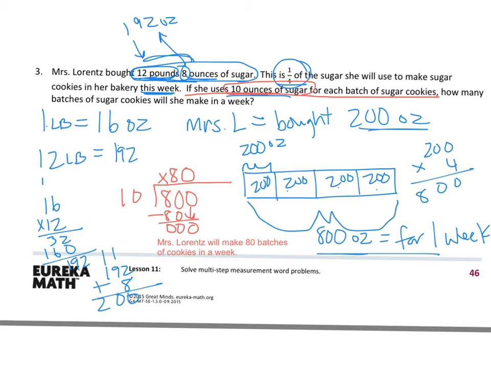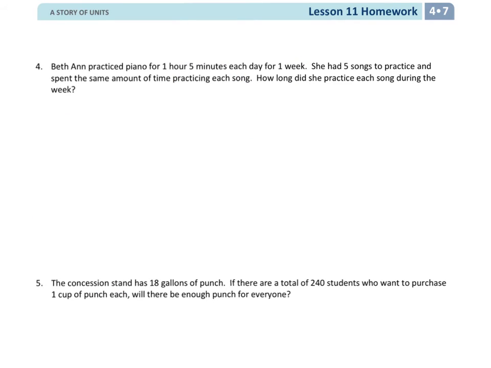Let's take a look quick over at page 2. Now for page 2, we'll look at number 4 and I'll get it started. It says Beth Ann practiced piano for 1 hour and 5 minutes each day for 1 week. So that's 1 day. She had 5 songs to practice, and she spent the same amount of time practicing each song. How long did she practice each song during the week?